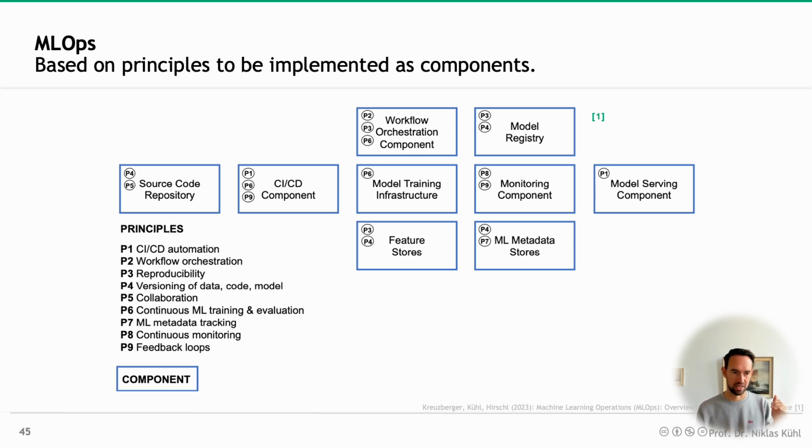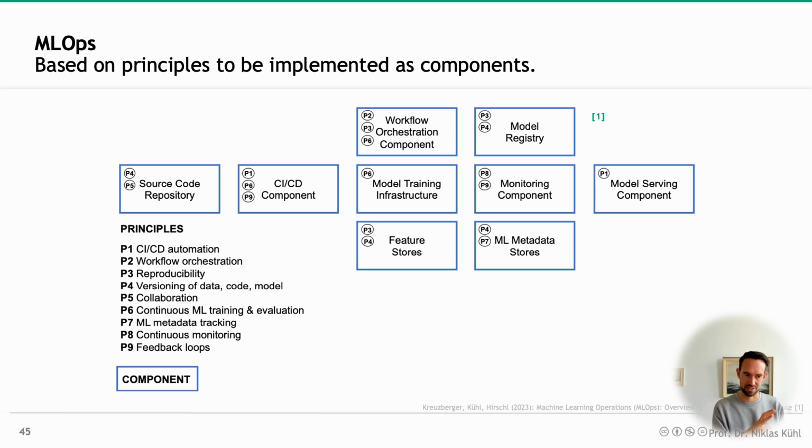Continuous integration, continuous development, for example, an orchestration of the workflows, allowing for reproducibility, right? A versioning of data, of code, of model, right? So it can revert back potentially. Collaboration mechanisms, continuous training of machine learning. We'll learn in the next lecture why this is important. A metadata tracking, continuous monitoring, and also feedback loops.